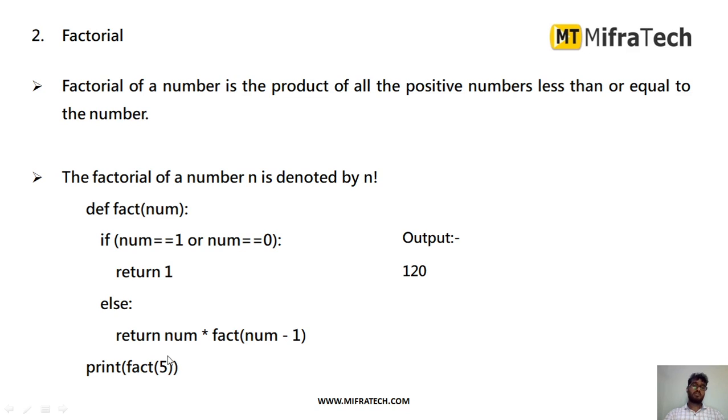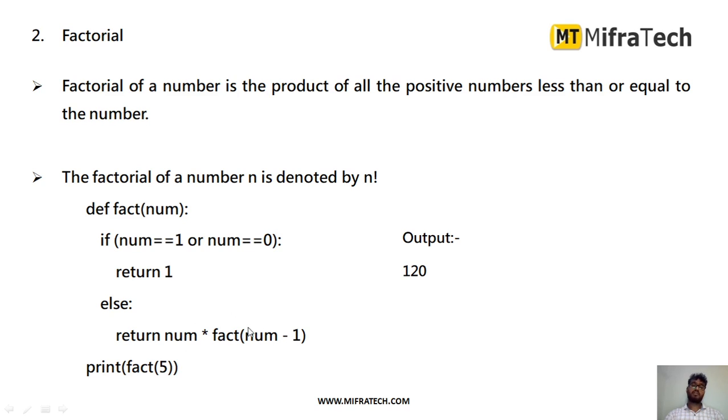How exactly it works: 5 will be collected by num, so it will check whether 5 is equal to 1 or 5 is equal to 0. Both conditions fail, so it will go to the else part. Here num is 5, so it will be 5 into fact of 4. Again, for fact of 4, the conditions fail and it comes to the else part only. So I already have 5, and 5 into 5 minus 1, that is 4, I will get.